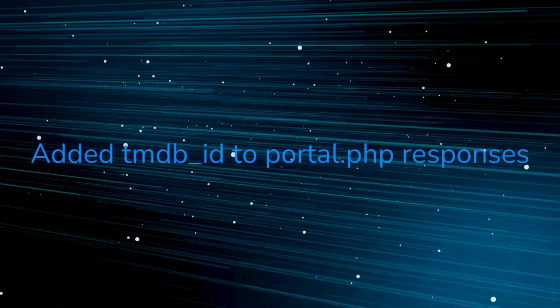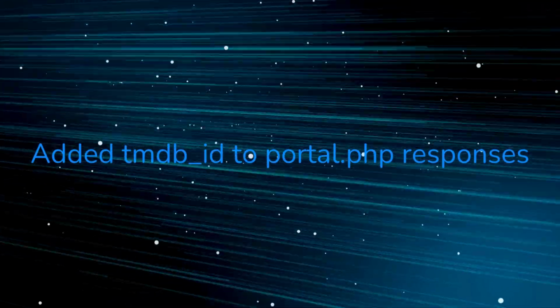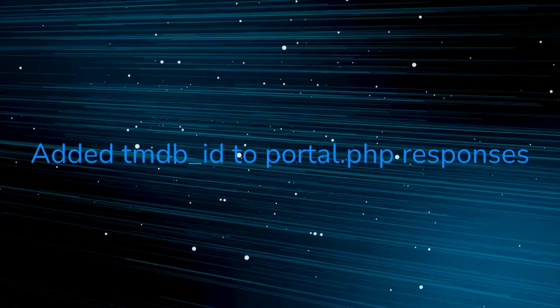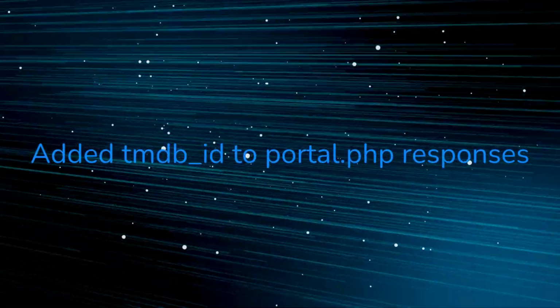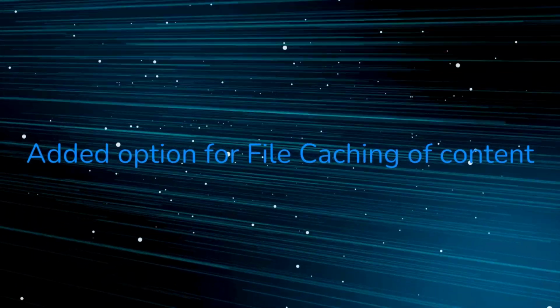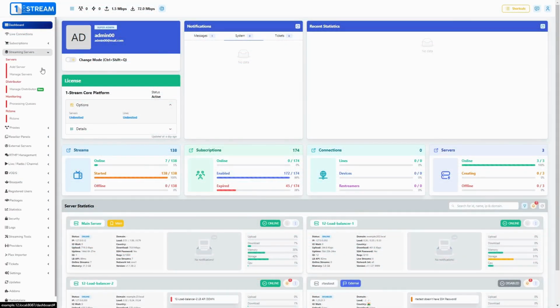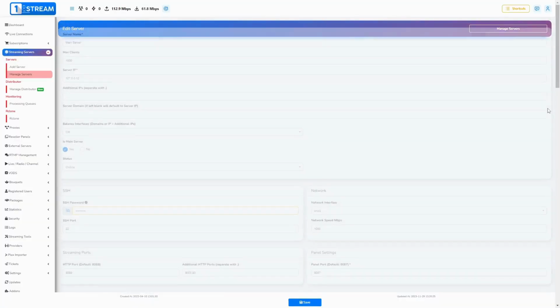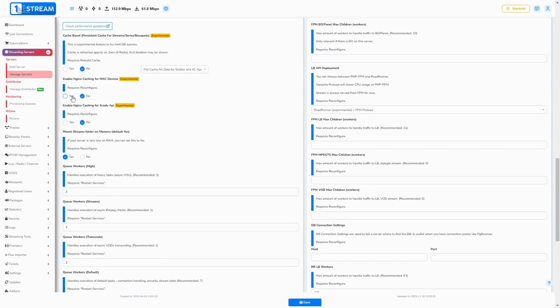Added TMDB_ID to portal.php responses, in order for your end users to fully benefit from the functionality of their devices, such as Formula and others. Added option for file caching of content. To limit the DB queries, you have an option for file caching. It can be found in Streaming Servers, Manage Server, Edit.